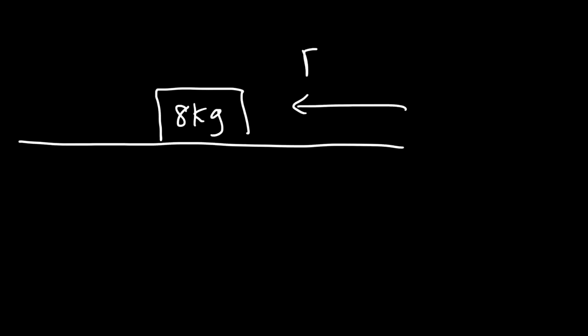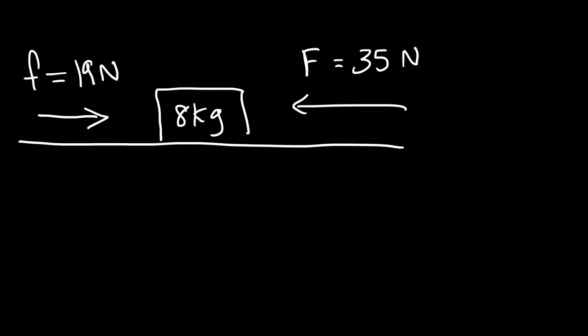Now here's another question. So let's say you have an 8 kilogram block and you apply a force of 35 newtons west, and this time the block is on a surface that contains friction. Friction opposes the motion, let's say with a force of 19 newtons. Part A, calculate the net force, and part B, calculate the acceleration and determine the direction of the acceleration vector.